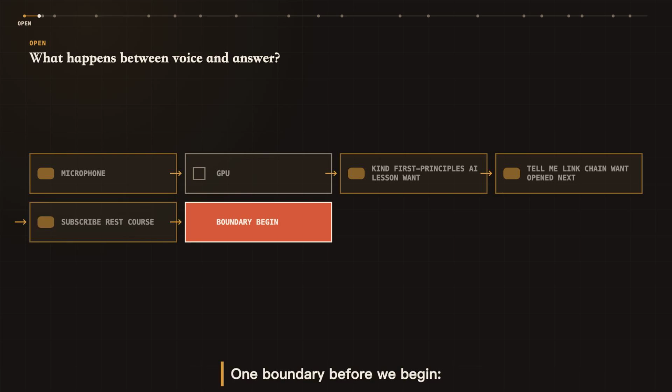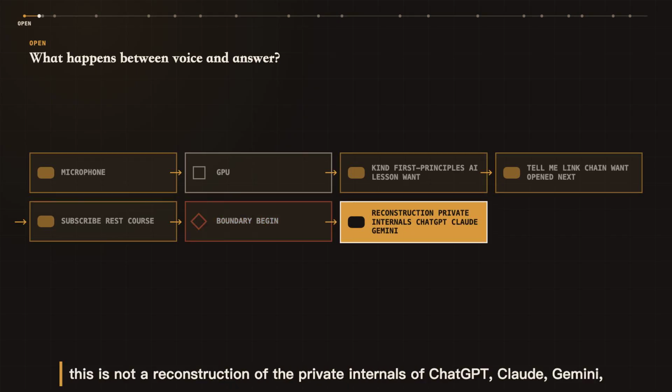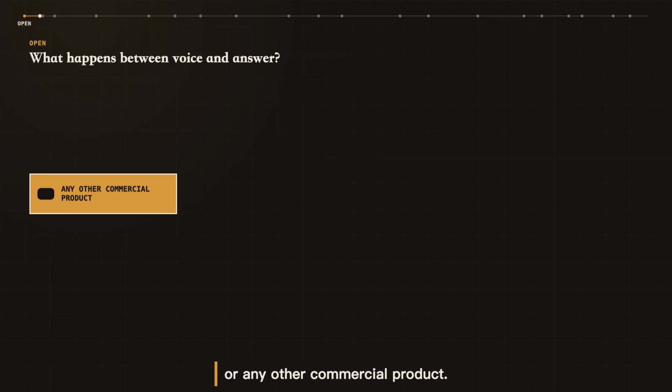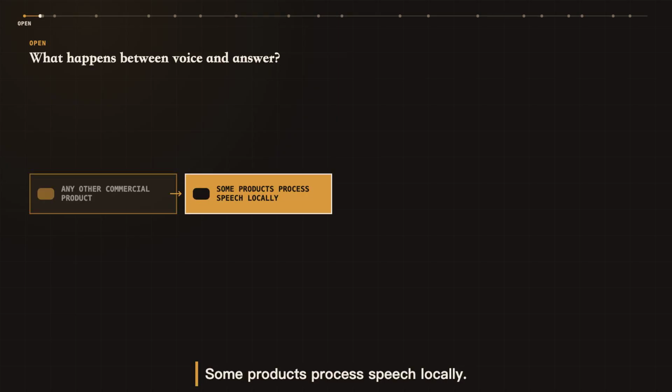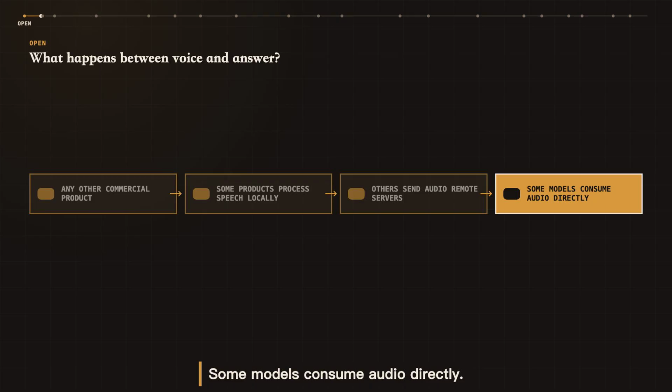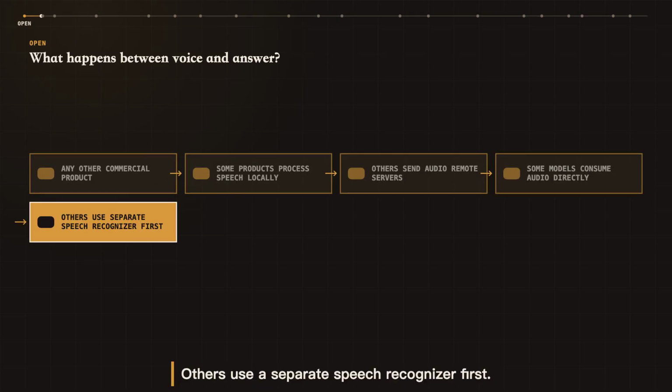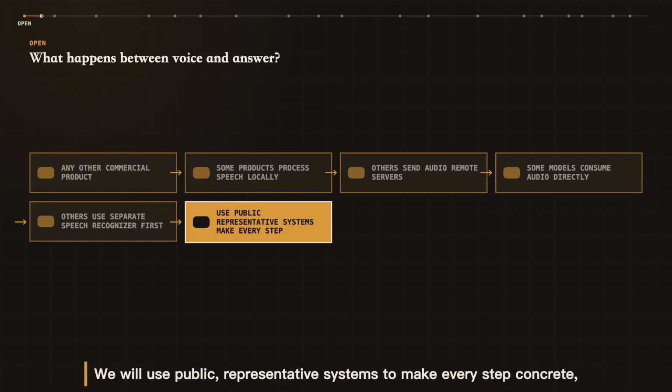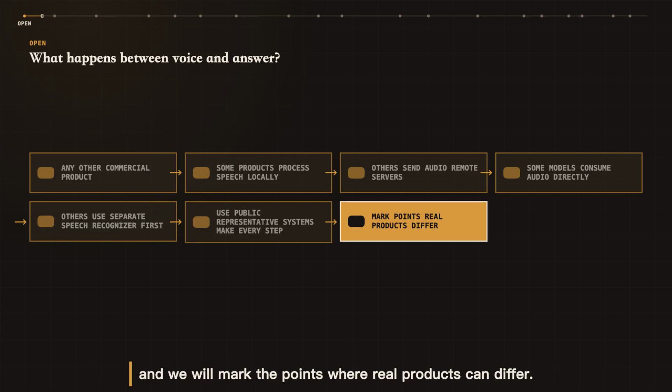One boundary before we begin. This is not a reconstruction of the private internals of ChatGPT, Claude, Gemini, or any other commercial product. Some products process speech locally. Others send audio to remote servers. Some models consume audio directly. Others use a separate speech recognizer first. We will use public, representative systems to make every step concrete, and we will mark the points where real products can differ.